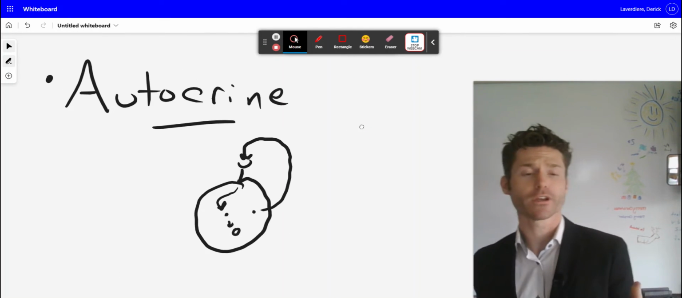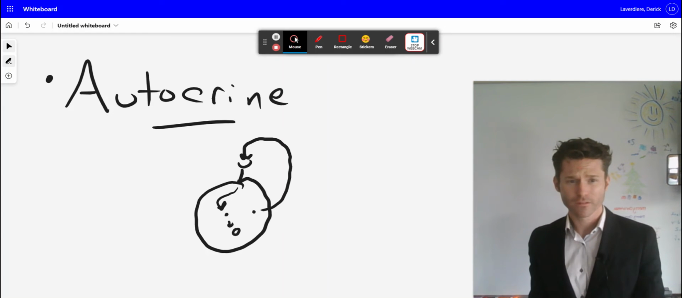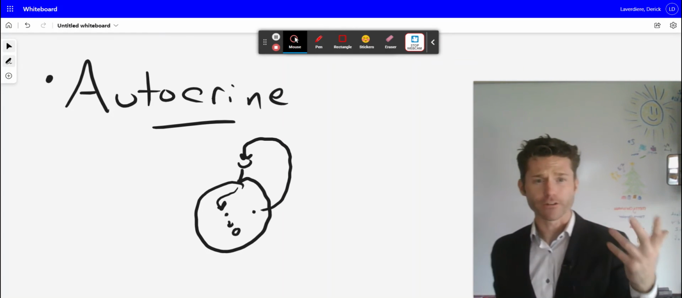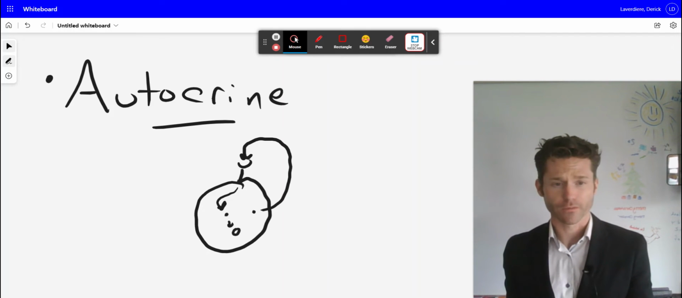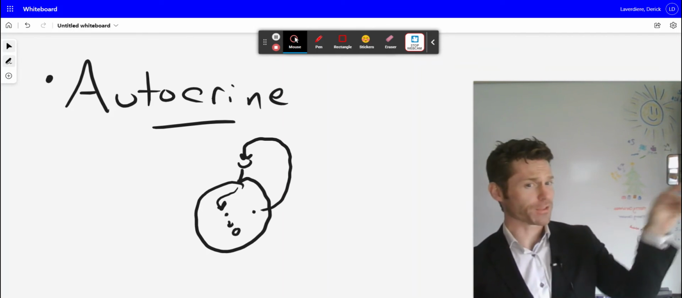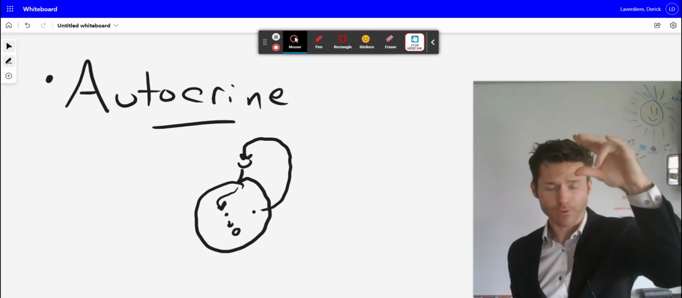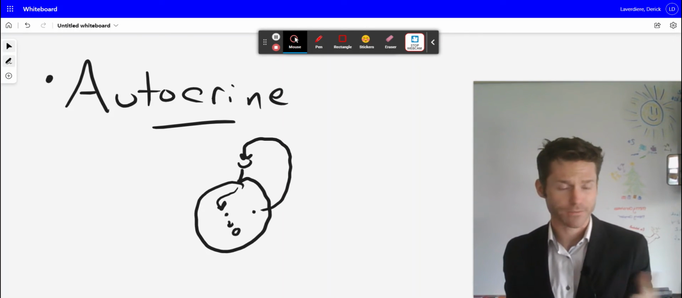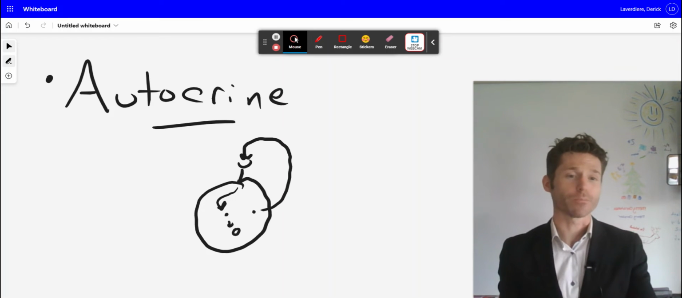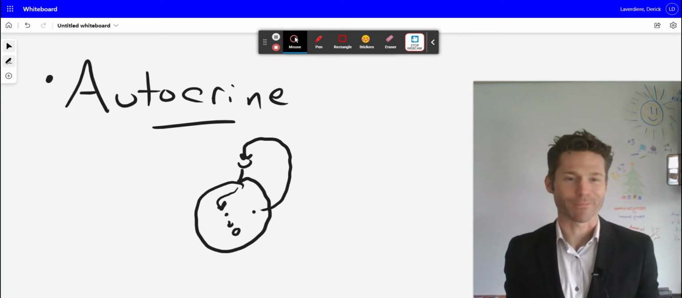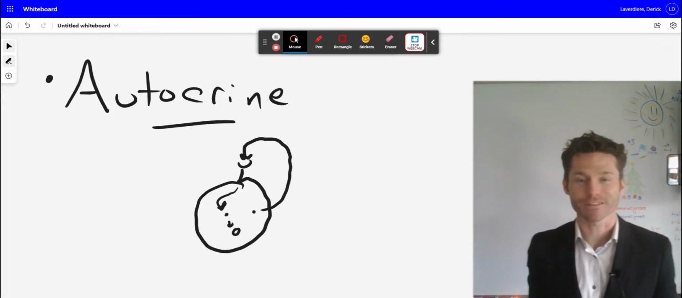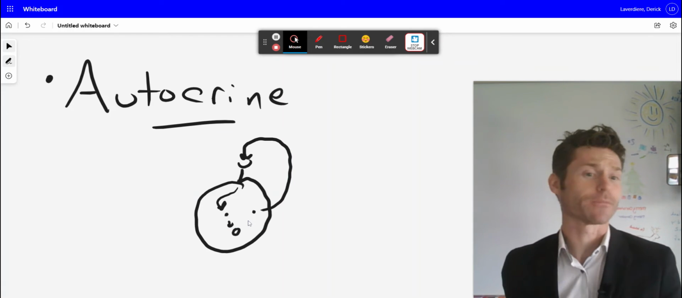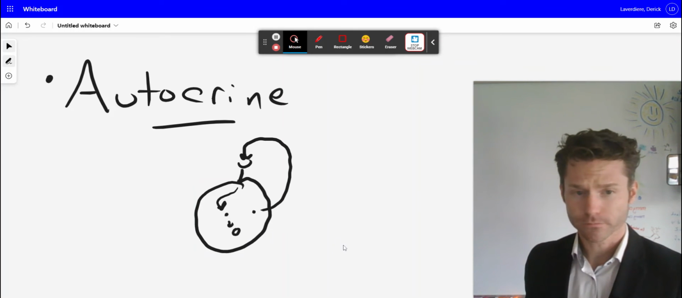The types of communication. First is autocrine, auto meaning self. So in an autocrine response, the cell is literally sending a message to itself. It takes the ligand, spits it out, the ligand travels up to its own receptor, triggers a transduction, triggers a response. It's excessive, but it's how evolution made it happen. It is what it is. So autocrine, a cell sending a message to itself.